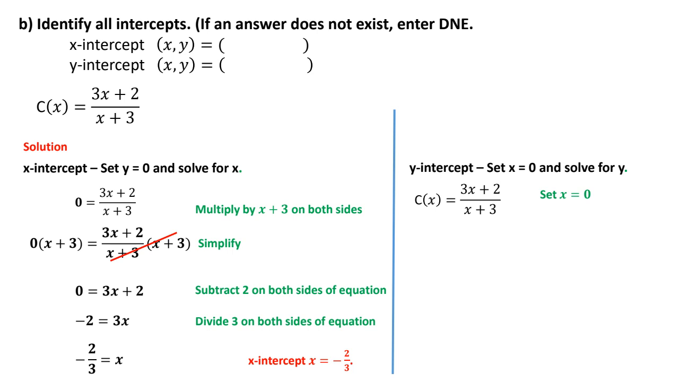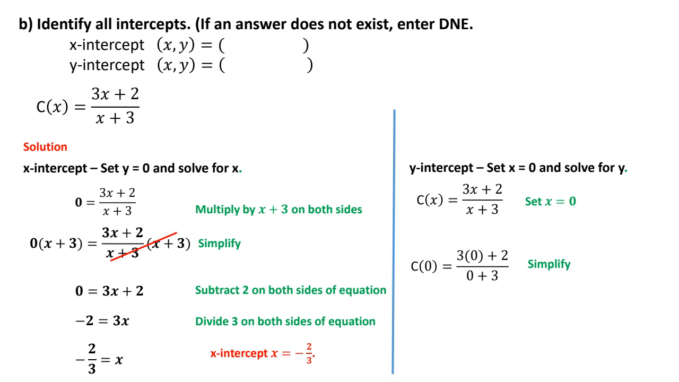Now for the y-intercept, we want to do the same thing. We're going to let x equal 0. And then from there, we're going to solve for y. Okay, so we input 0 for all the x's, simplify, and we get 2/3. So my y-intercept is going to be y. This should be a y. y equals 2/3.